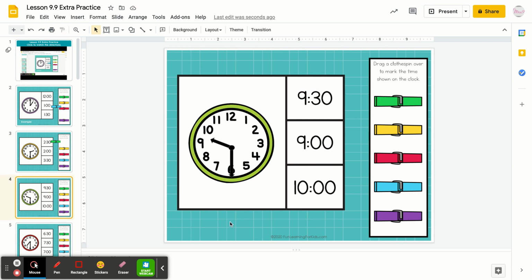Hey, on here, look at the hour hand, right? That short hand, that's what we look at first. It's halfway between the 9 and the 10. What time is it then? It's halfway past the 9. So we say 9:30. 9:30, there's 9:30 right there.